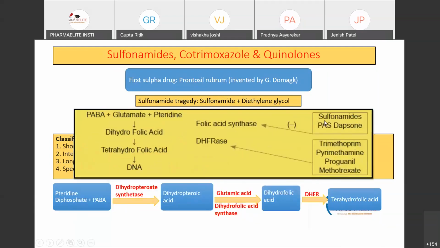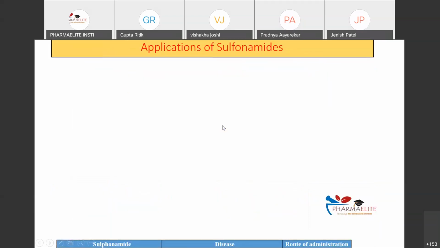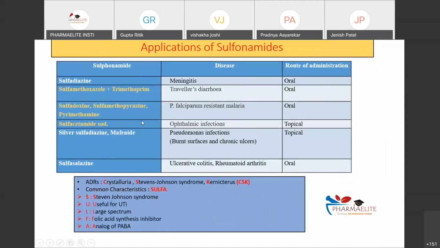Now, this sulfonamide is something we are doing as a part. Your paraaminosalicylic acid is in anti-tuberculosis. Your dapsone is in anti-leprotic. But they all three inhibit the same enzyme. Then why not do them together? You can group them together. With regards to application of sulfonamides, which type of sulfonamide is used in which disease? Have some mnemonics: CSK, Chennai Super Kings, ADR, crystalluria, Stevens-Johnson syndrome, and kernicterus. That's how you can make it easy.